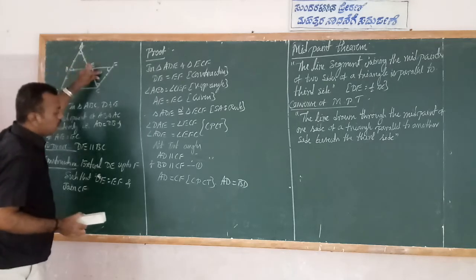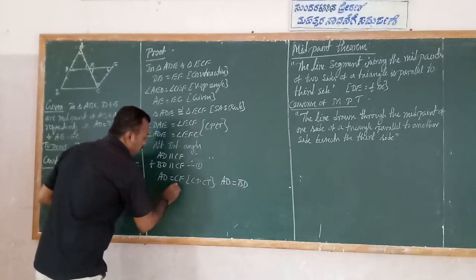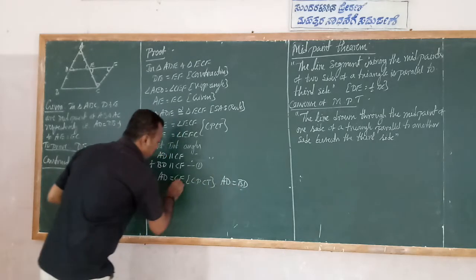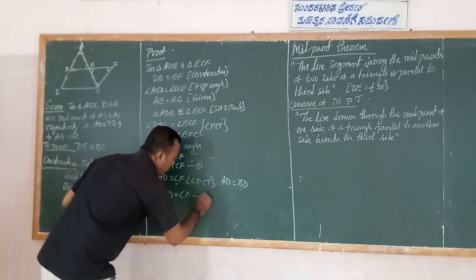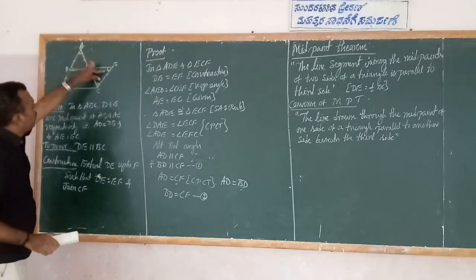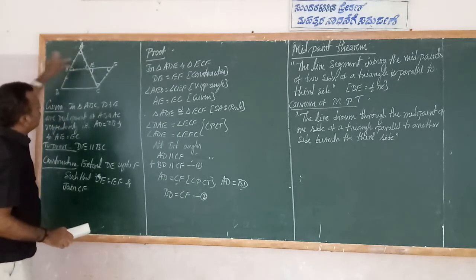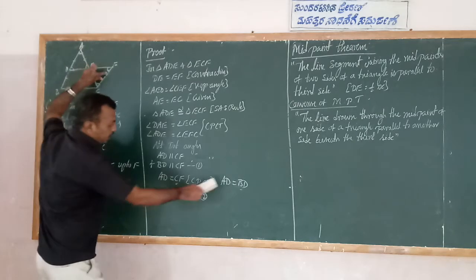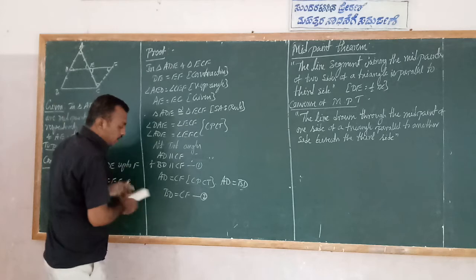Can I write BD is equal to CF? So if you consider these two equations, finally BD is equal to CF. This is equation number 2. See, AD length equals CF, AD equals BD. So automatically BD equals CF. So AD gets cancelled, CF is equal to BD or BD is equal to CF. Is it right?